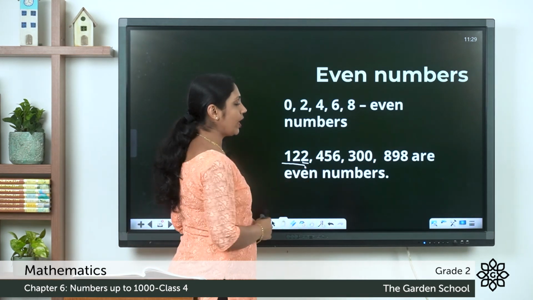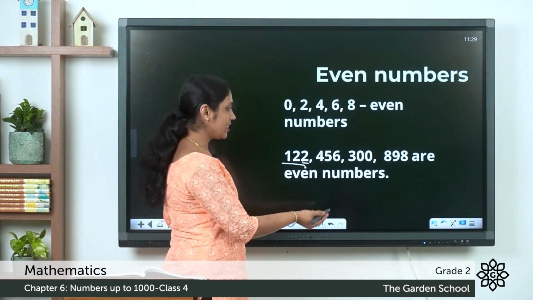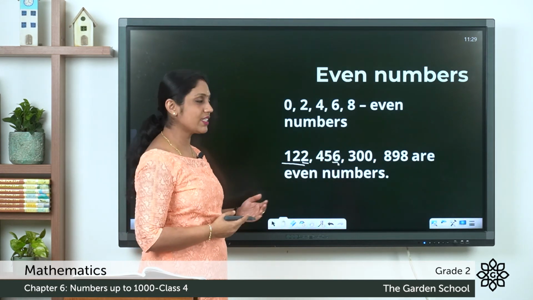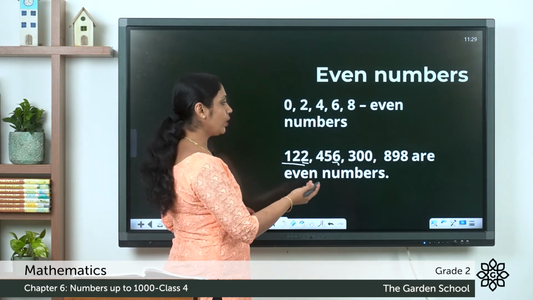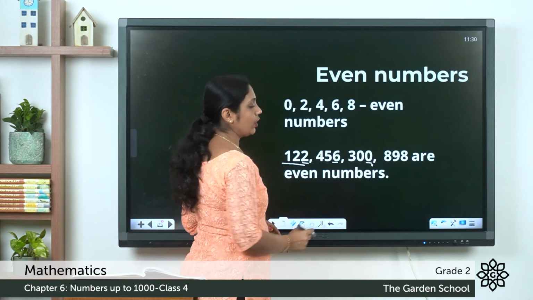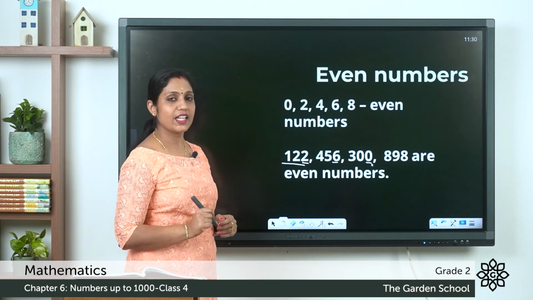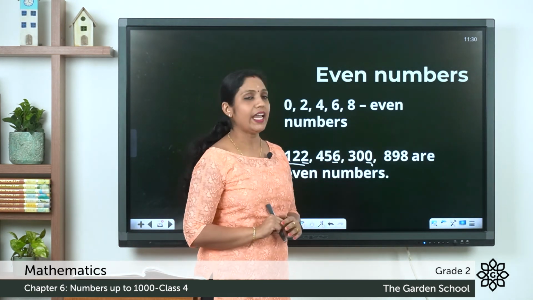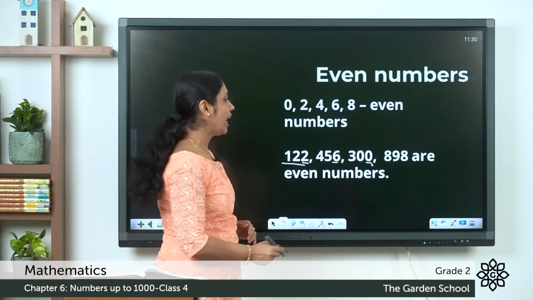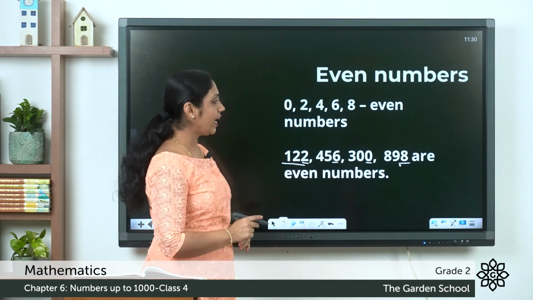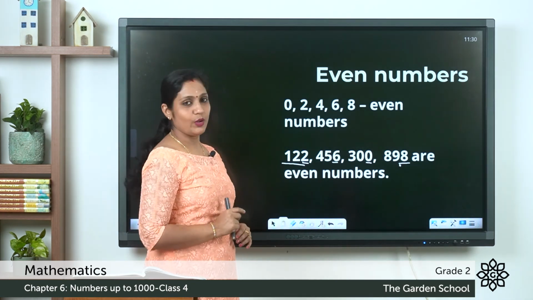And look at the number 456. Here 6 comes in the ones place and we know that the number 456 is an even number. And look at 300. Look at the ones place, we have 0 in the ones place. So we can say that the number 300 is an even number. And look at the number 898. We have 8 here in the ones position. So we can say the number 898 is an even number.